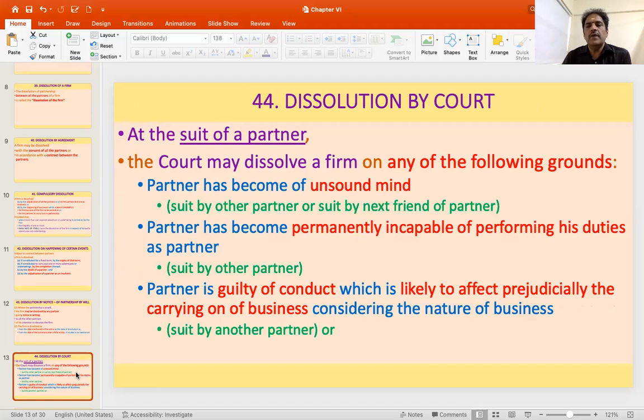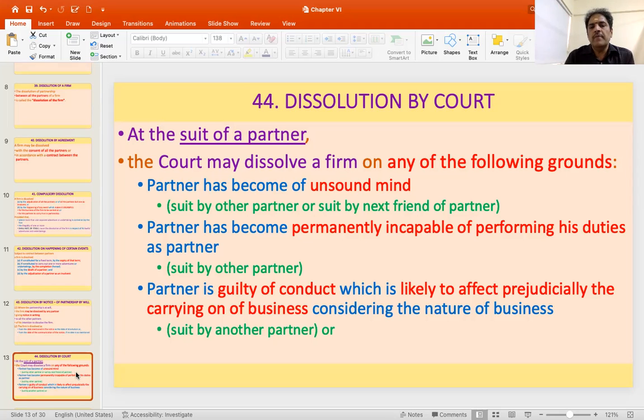Then dissolution by court. So these are instances where the court will order dissolution and for which an application has to be made. So a suit is filed for dissolution of the firm and accounts. Who files the suit is also provided for in this section. It's an important section, section 44, because it indicates what are the events in which case a suit can be filed before the competent court for dissolution of a firm. So at the suit of a partner, the court may dissolve a firm on any of the following grounds.